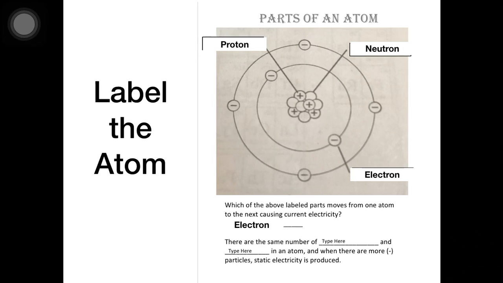So, we're talking about a stable atom here. And in a stable atom, the protons and electrons are the same. And when they're not the same, like the second part of the question, and when there are more negative particles, that's when static electricity is produced. So in a stable atom, the protons and the electrons are equal. But electricity happens whenever those become not equal and the amount of negative particles becomes more.